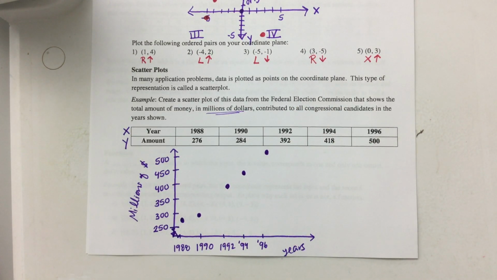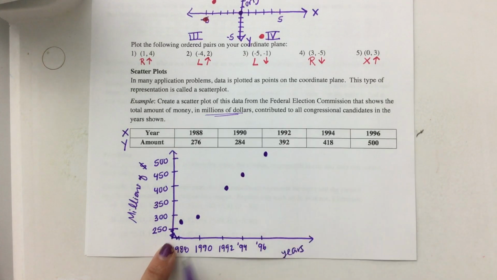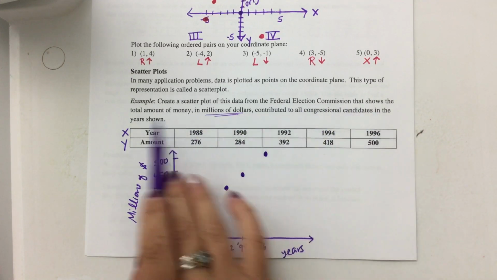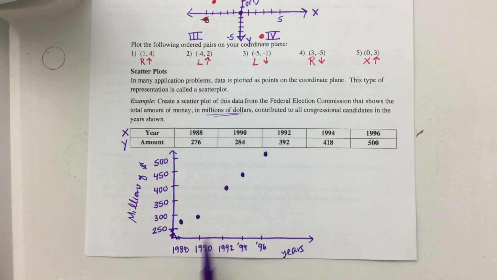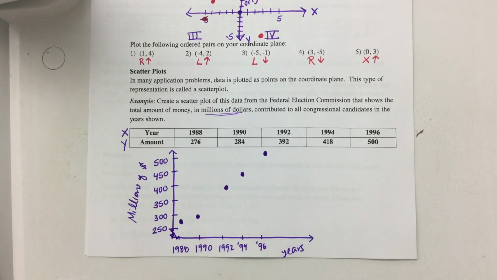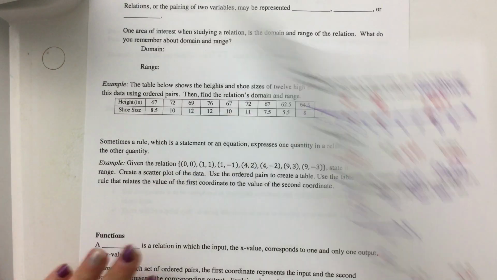And what we could do with this is look at the scenario. As the years increase, the dots tend to go upward. So what's happening in the scatter plot, it is the Federal Election Commission that shows the total amount of money contributed. So as the years go by, they're contributing more money to congressional candidates. That's the pattern. Super cool. So that's what a scatter plot is.